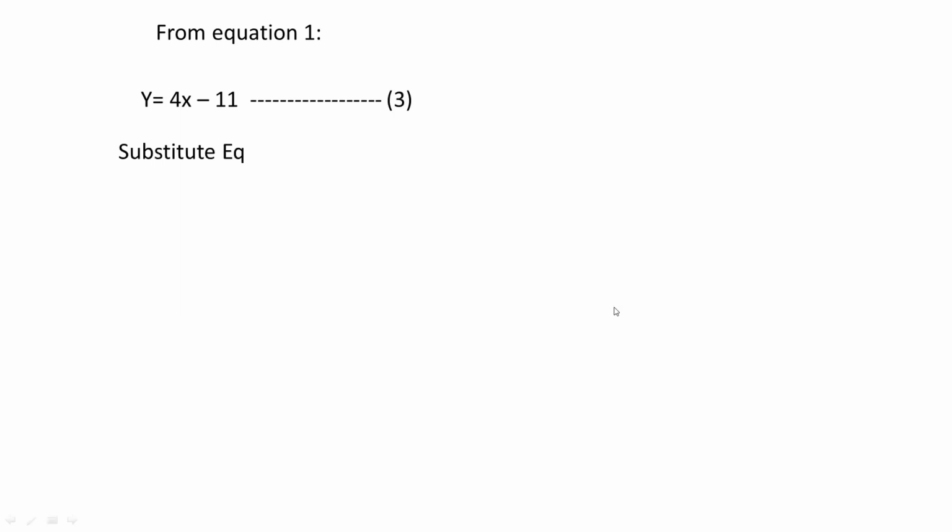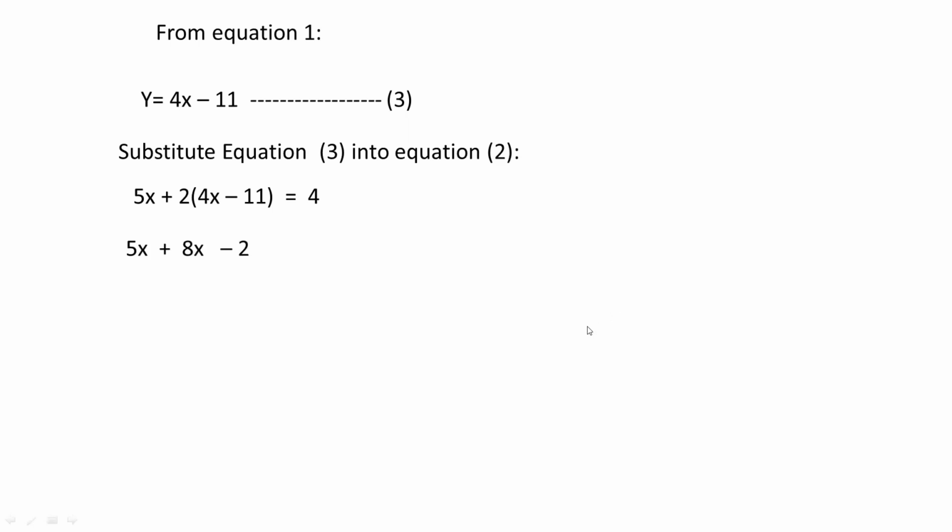Now substitute equation 3 into equation 2. 5x plus 2 open bracket 4x minus 11 close bracket is equal to 4. This can then be written as 5x plus 8x minus 22 equals 4, which is reduced to 13x minus 22 equals 4. 22 will be moved to the right side, which is now changed to positive. 13x equals 4 plus 22, 13x equals 26, x equals 2.